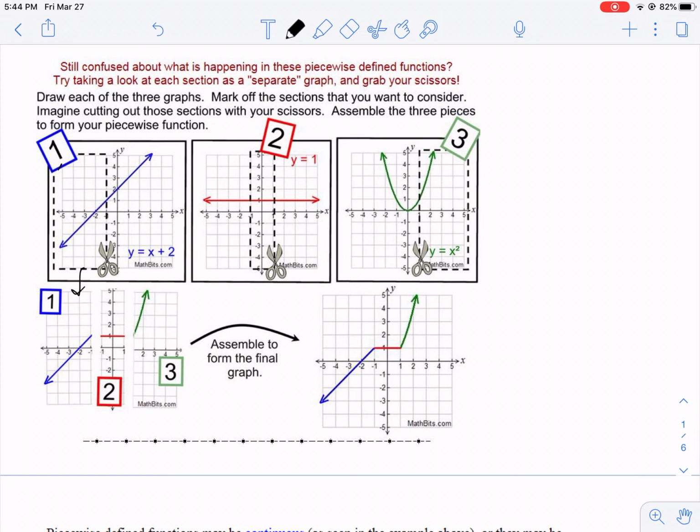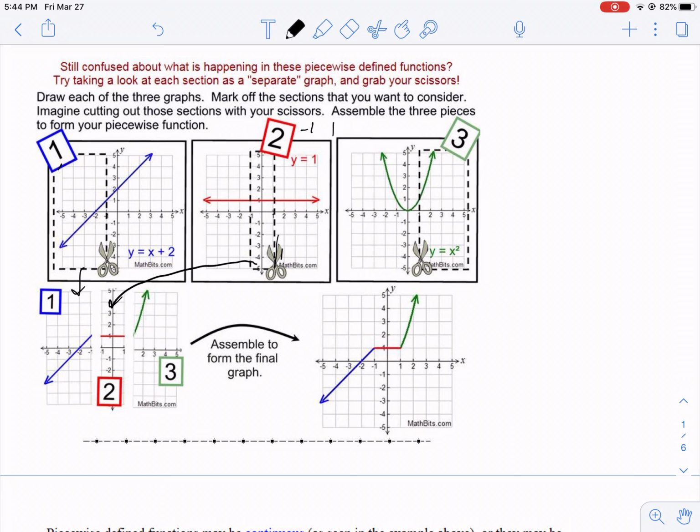The next piece was y equals 1. We said it was a horizontal line. You get the entire horizontal red line, but they only wanted the piece from negative 1 to positive 1, so that's where they're showing the dotted rectangle to cut that out, and they put that part of the graph here.